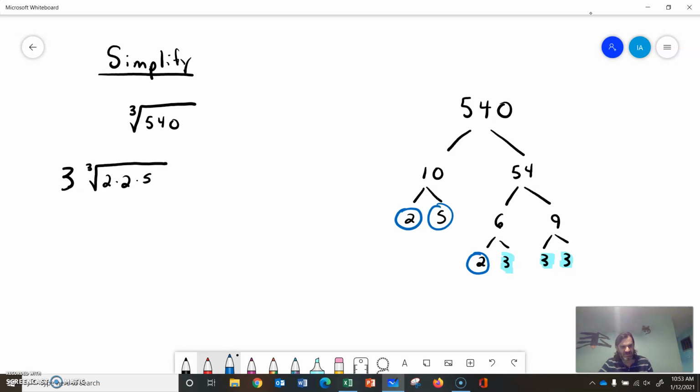So just a little bit more cleaning up of that. It'll look like 3 cube roots of 2 times 2 times 5 is 20. So that's in a simpler form.